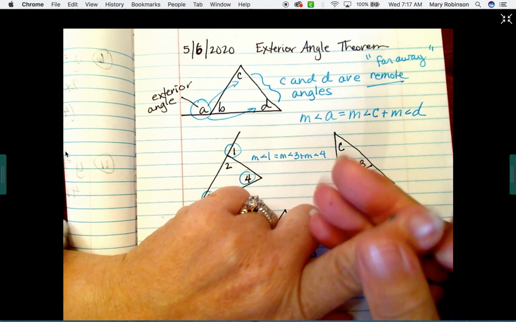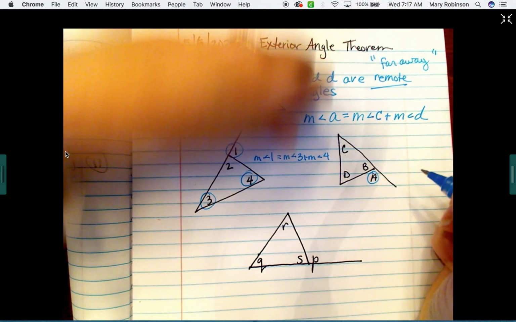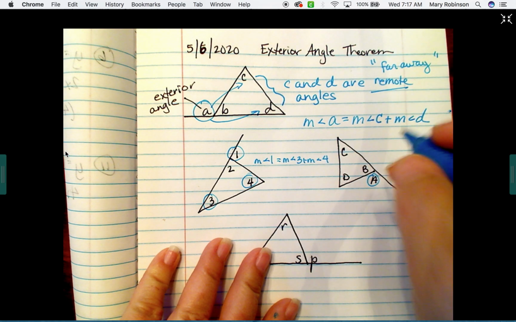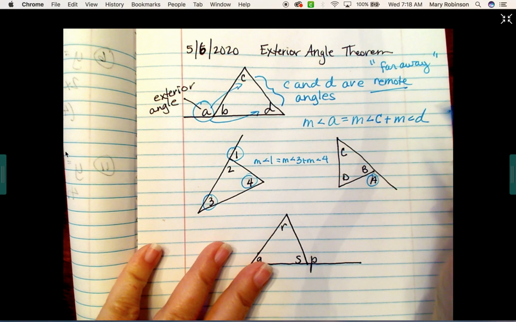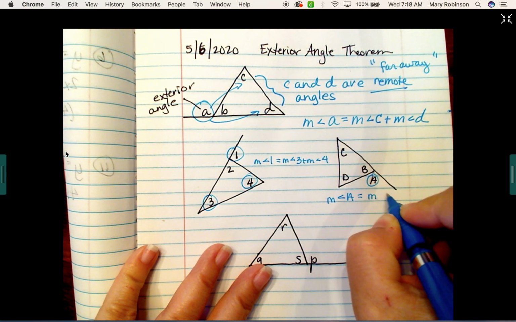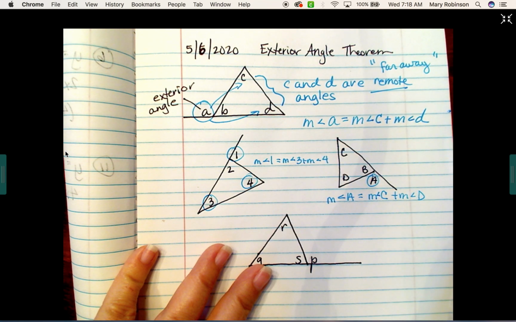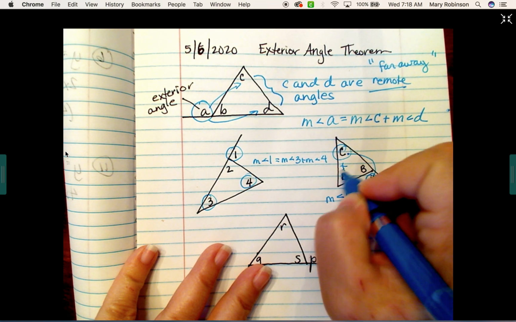Here, and I'm writing on myself, for angle A on the outside, if I cover up the one right beside it, B, that leaves C and D. So C and D are remote, meaning they're farther away, and they're interior. So the measure of angle A is equal to the measure of angle C plus the measure of angle D. So A is going to equal, skip the one beside it, C plus D.